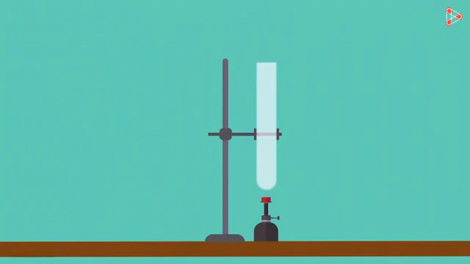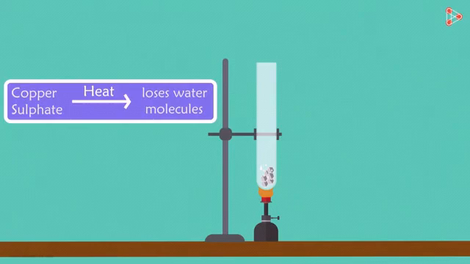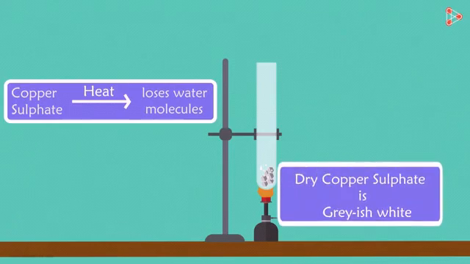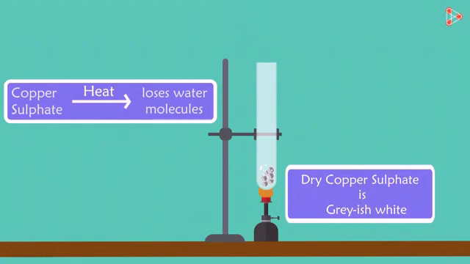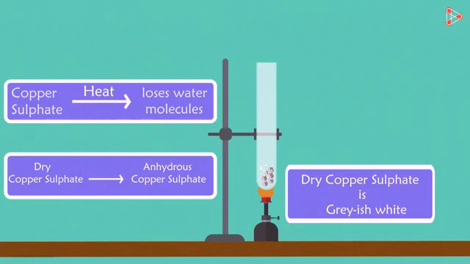Let's find out. Now let's add these crystals in this dry test tube and heat it. What do you notice after some time? You notice that the color of the crystals turns grayish white. And did you observe the water droplets on the test tube? Why does this happen? It's because when copper sulfate is heated, it loses its water molecules. And that's why it turns grayish white in color. When it's dry, it's referred to as anhydrous copper sulfate.